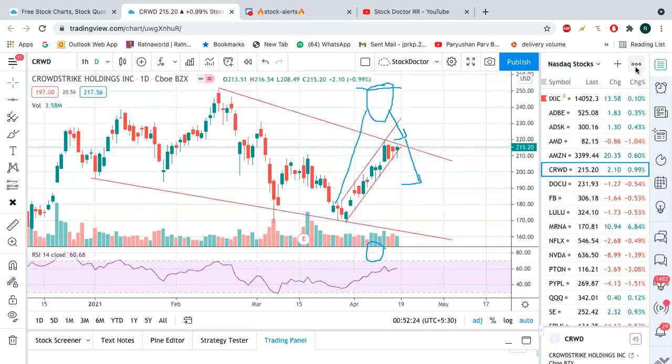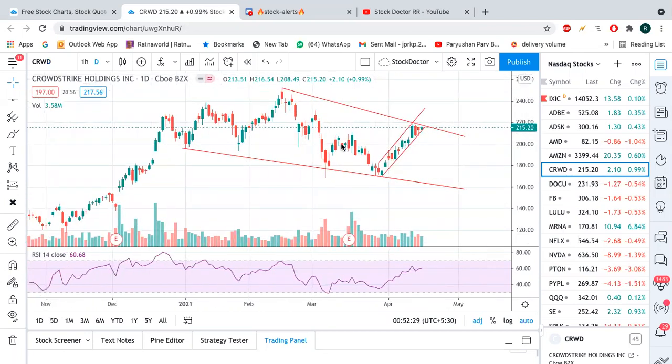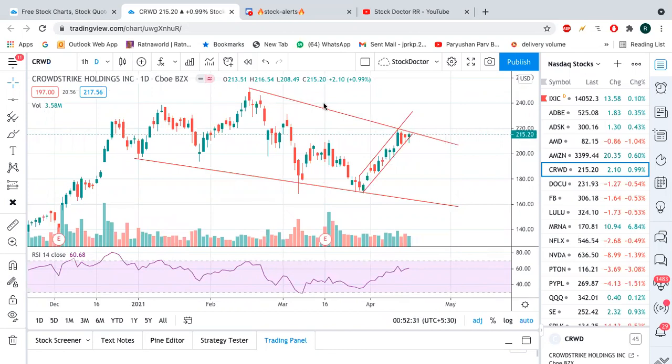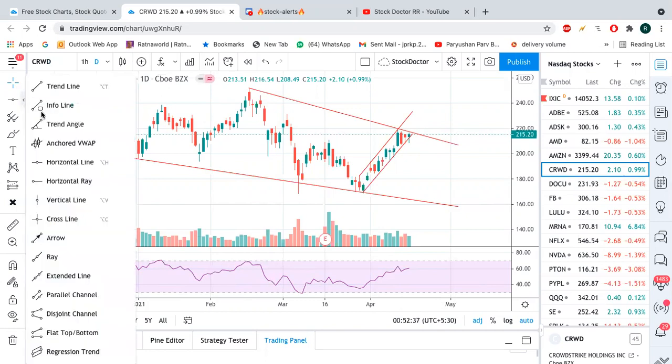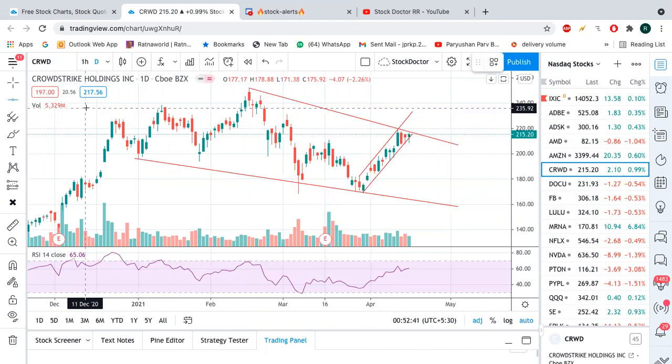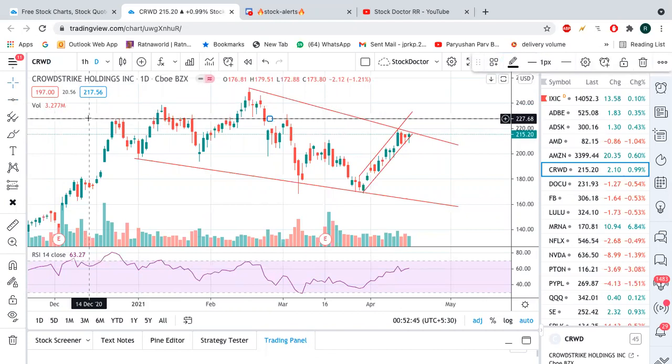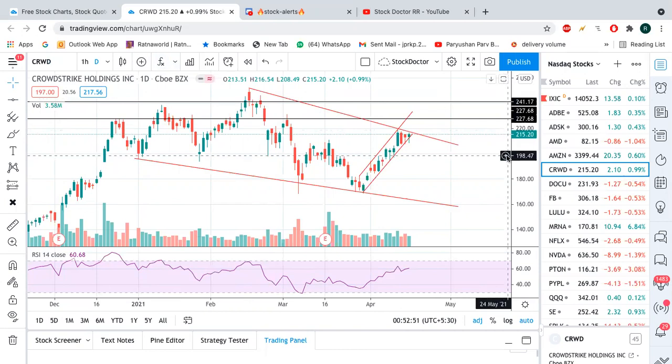The next stock is CRWD. For CRWD, I will wait and watch for this trend line to get broken. If it breaks this trend line, then there is a high probability for this stock to go towards 300 and 227 and 241.